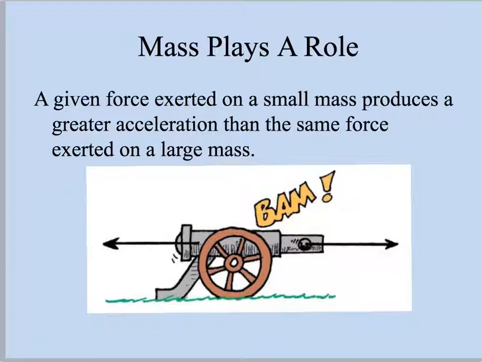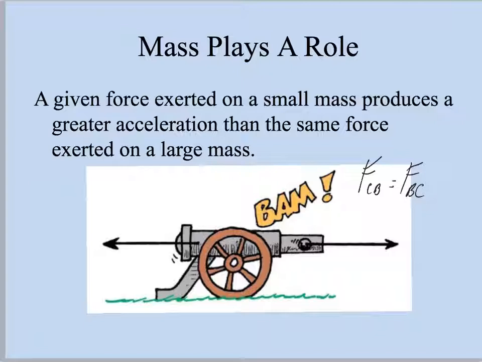Now, if you take a cannon, for example, you have this cannon, and it's going to be shooting out a cannonball. We know that the force that the cannon exerts on the cannonball is equal to the force that the cannonball exerts on the cannon. And you think, well, how is that possible? You would think that the forces would be different because the cannonball goes so much farther than the cannon. But it's the acceleration that is different.